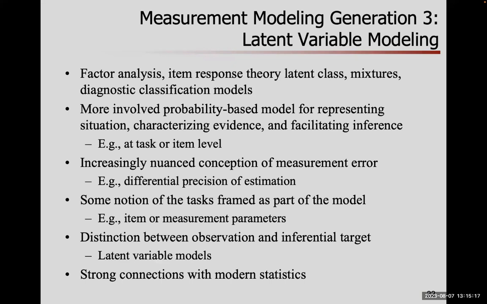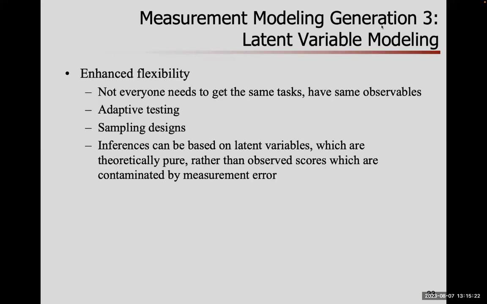We'll talk a little bit more about the connections with statistics. Some payoffs here: we get a lot of flexibility by using these models. Not everyone needs to get the same tasks. I was part of a conversation this morning at breakfast about an assessment where there are 50 items and then one gets dropped. So do we take the score out of 50, out of 40? How do we handle those situations? That can be a challenge for classical test theory formally, but is well handled by latent variable models.